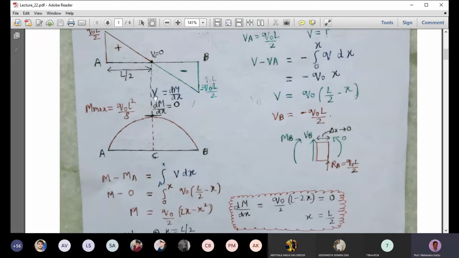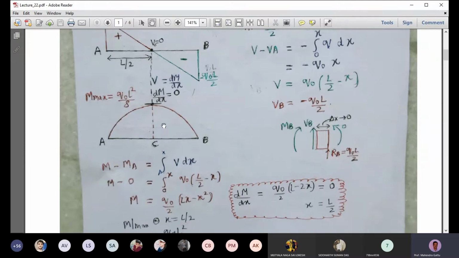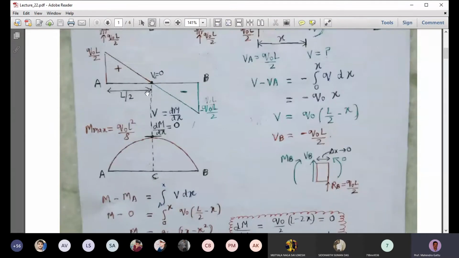That means we know V is equal to dM by dx, so dM by dx value is 0. So here the slope value is 0, and this also means that the bending moment there is maximum, and after that it will start decreasing. Why does it start decreasing? Because the area under the curve here is positive.